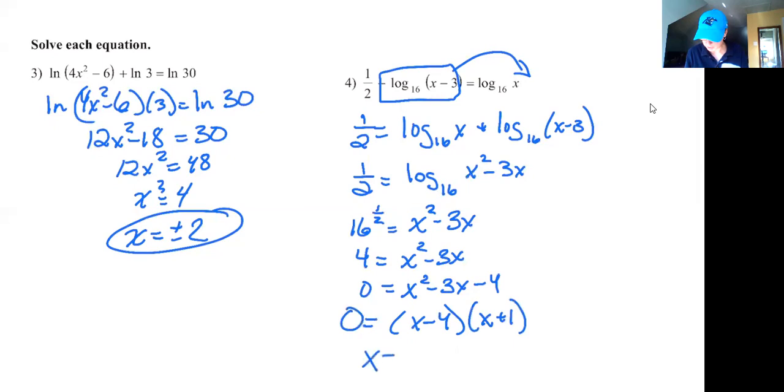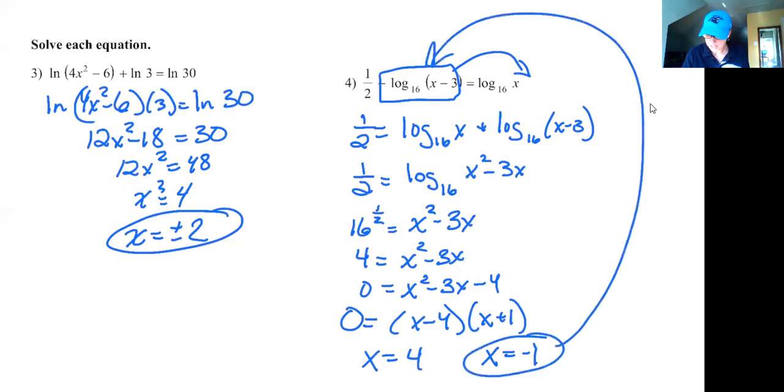So I've come up with 2 answers. x is equal to 4 and x is equal to negative 1. I'm going to take those answers and plug them back in to see if they're good. Straight up, I'm thinking this x equals negative 1 is not going to be good, because if I put it back in the original, I'm going to have log base 16 of negative 4, and you cannot take the log of a negative number. So that straight away does not work.